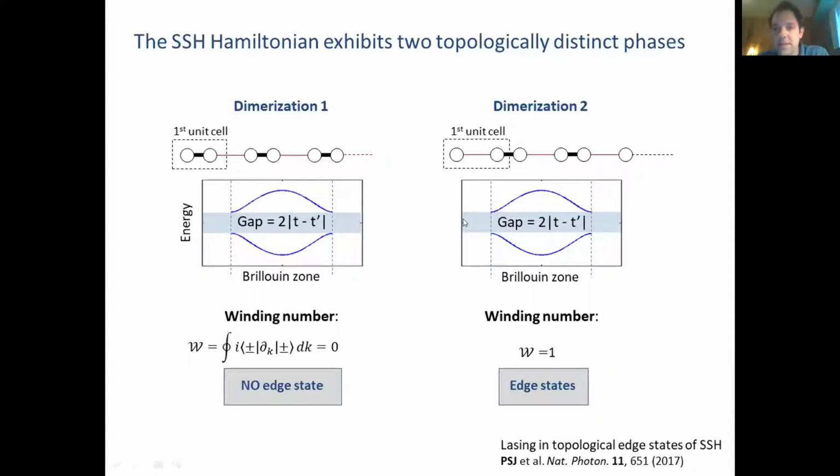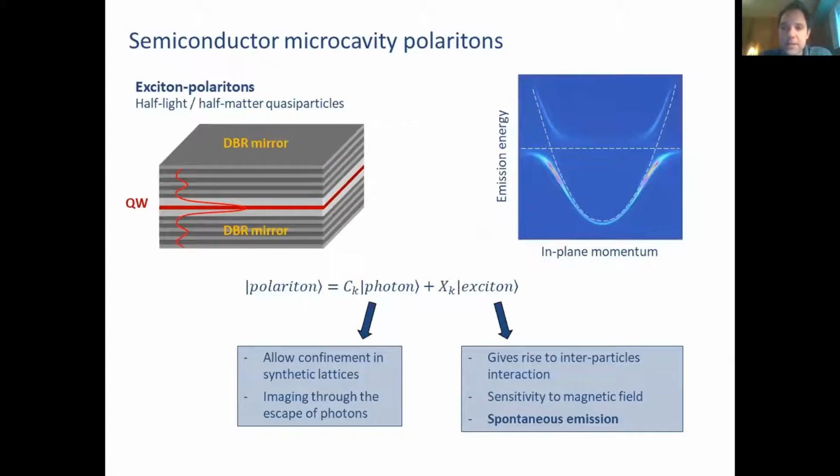So these are the states that we used in a previous paper in 2017 to show lasing in these topological edge states. These are zero-dimensional states that are localized at the edge of this 1D chain. And so in order to emulate this system, what we use is polaritons, exciton polaritons.